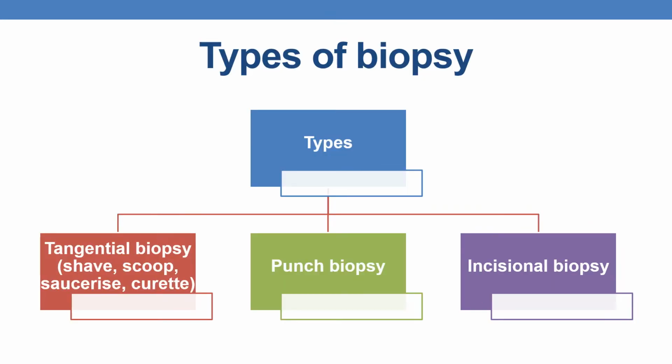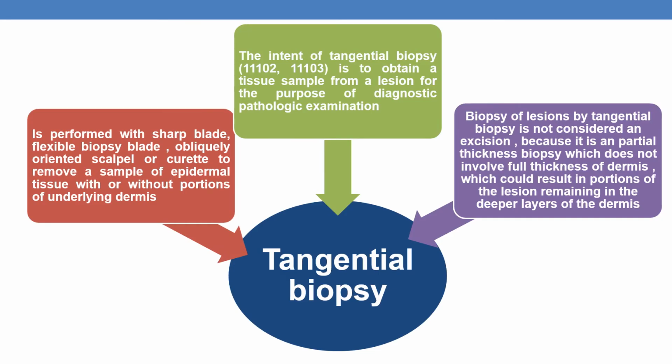Now coming to types of biopsies. Basically there are three distinct types of biopsies. The first is tangential biopsy, the next is punch biopsy and finally incisional biopsy. Tangential biopsy may be shave, scoop, saucerize or curette. Now first coming to tangential biopsy.